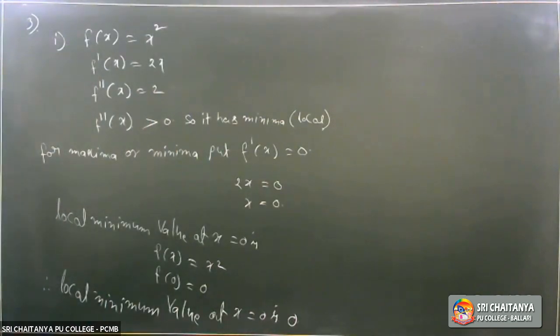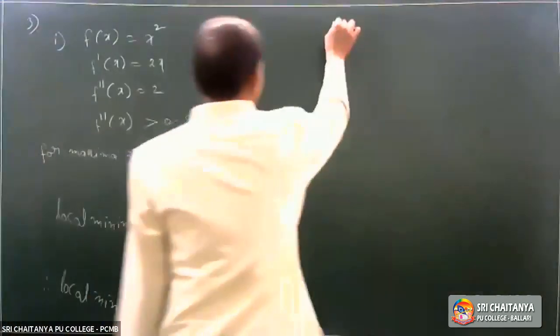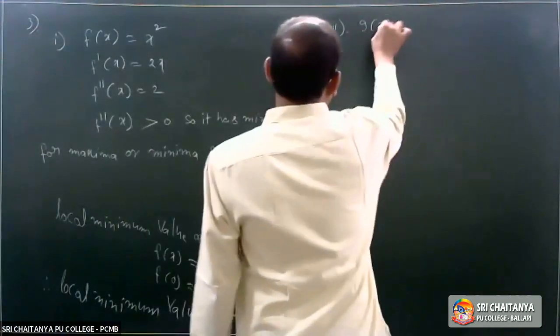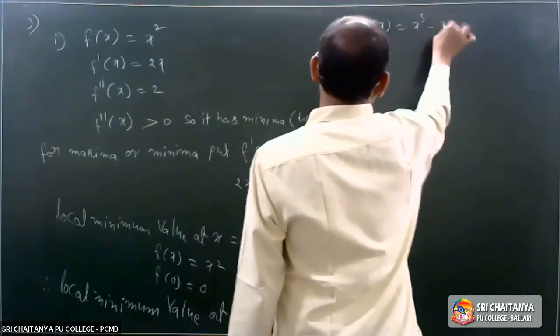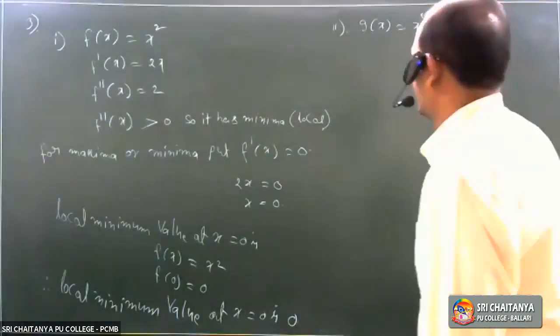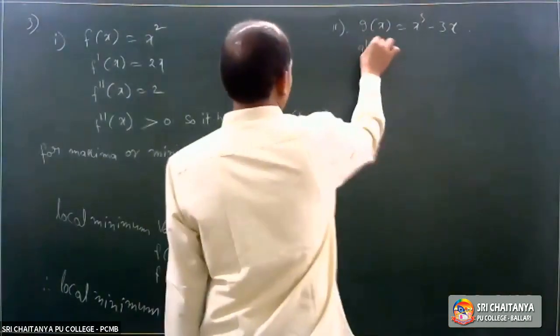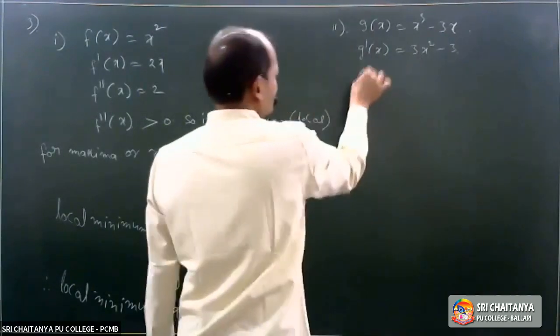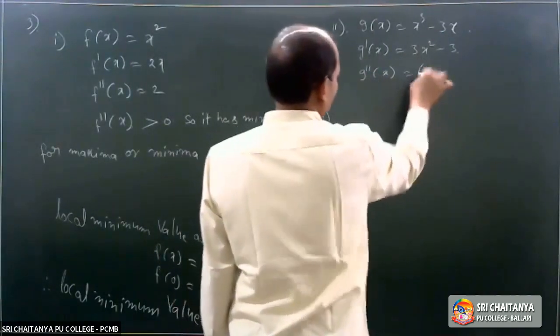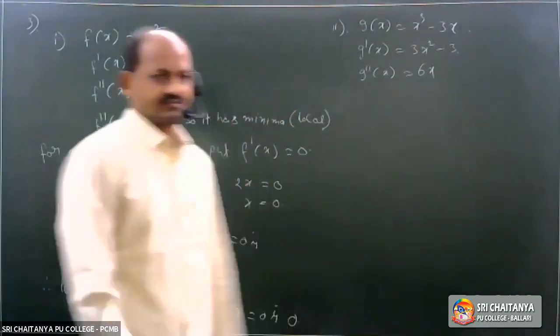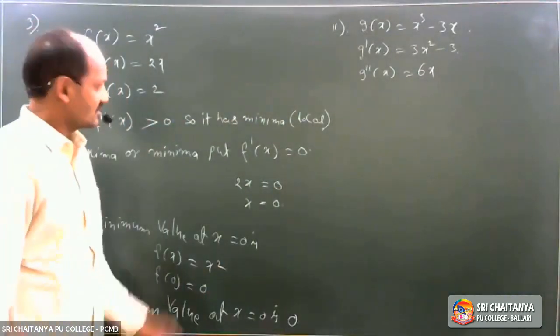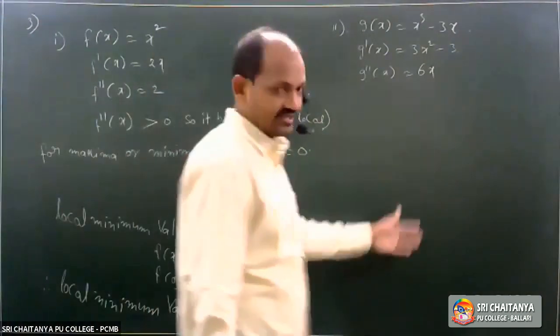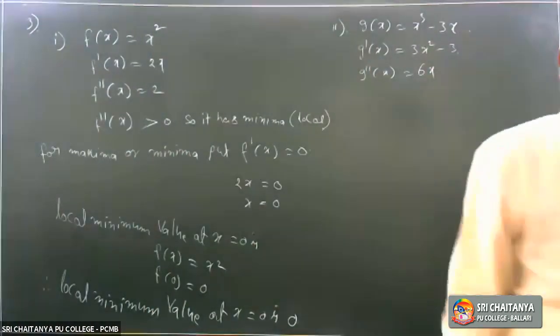Next question. G of x is equal to x cube minus 3x. What about the first derivative? It is 3x square minus 3. The second derivative is 6x. Copy this one. I will do it, it is a lengthy problem. Write down the first one.